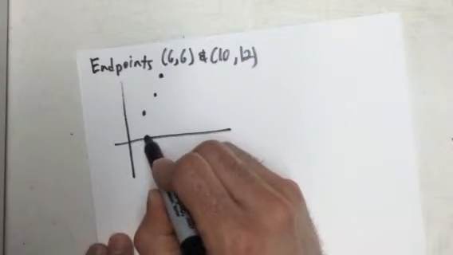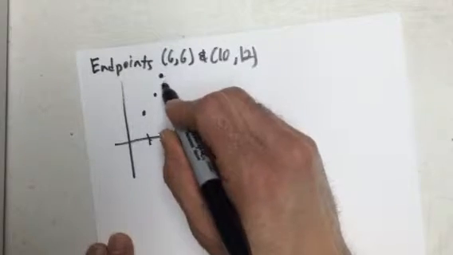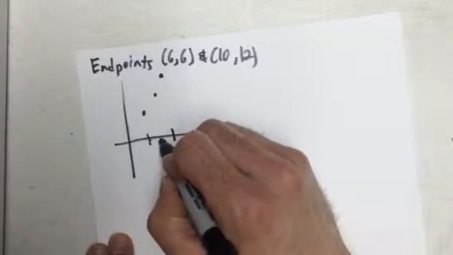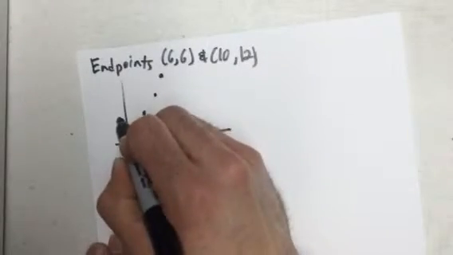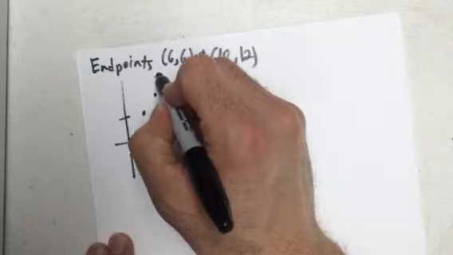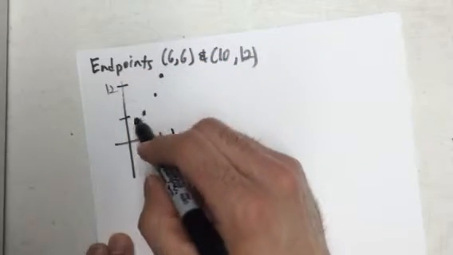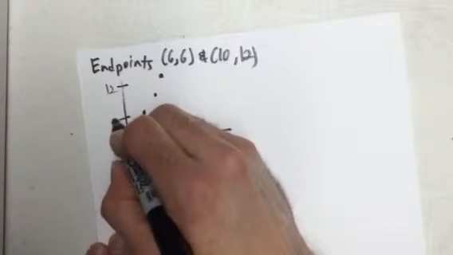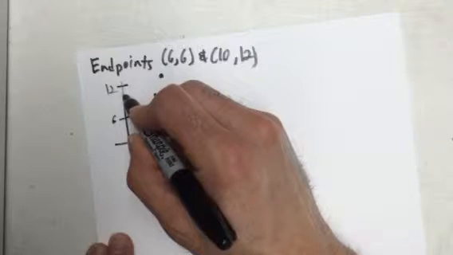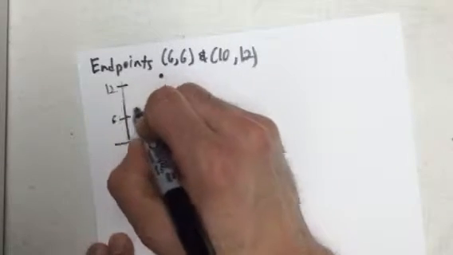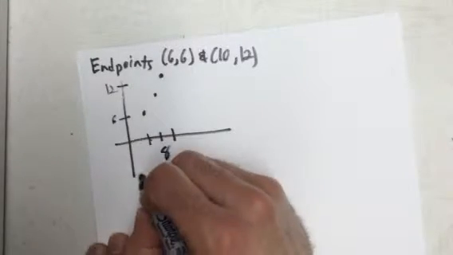The x value at one endpoint is 6, and at the other it goes all the way to 10. Halfway between 6 and 10, the x value of the center is going to be at 8. The y value here was at 6. The y value at the other endpoint was all the way up at 12. Halfway between 6 and 12 is going to be 9. If you needed some help figuring that one out, you can go up 2 from 6 to get to 8, down 2 from 10 to get to 8, and then between 8 and 10 is going to be right at 9. So the center is going to have the coordinates 8, 9.